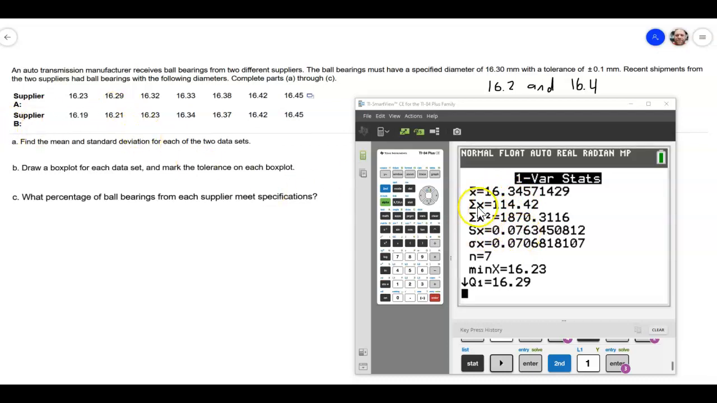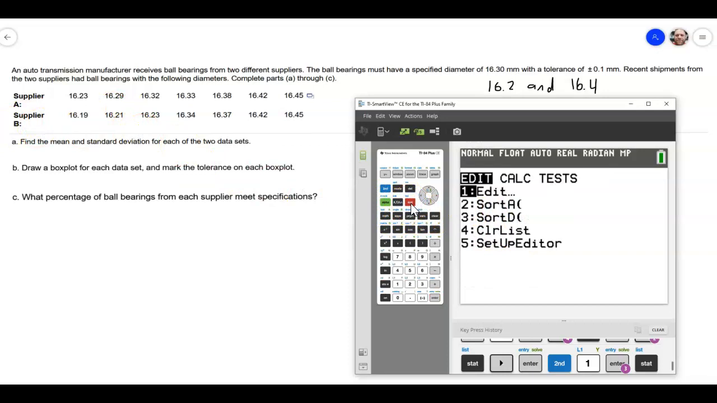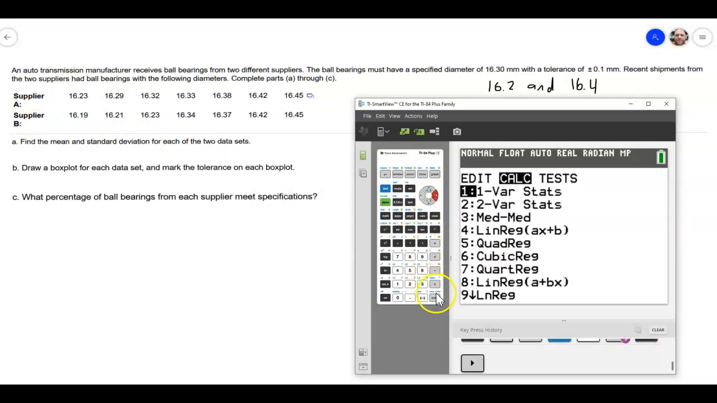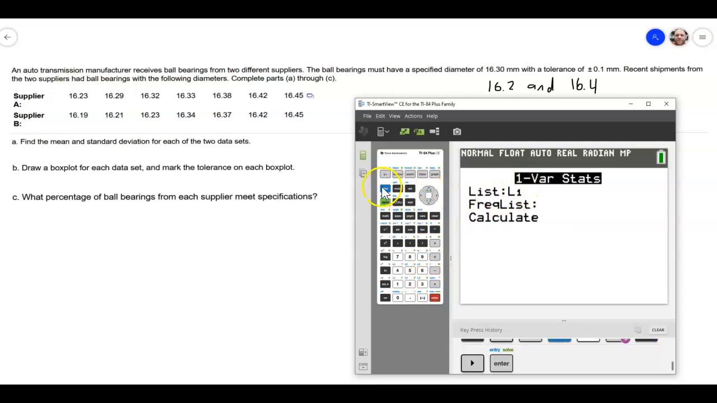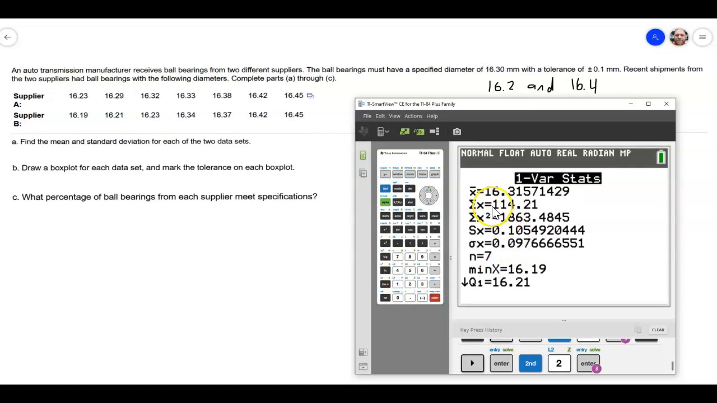Now for the supplier B, we're going to do the same thing. We're going to hit stat, calculate, one variable stats, except we're going to put in our second list there. So I'm going to hit second 2, enter, and we're going to get 16.32 for our mean, and 0.11, we round to the second decimal place here, for the standard deviation, 0.11. So those are our two values for the supplier B. All right. So that's what we would put for answer A.